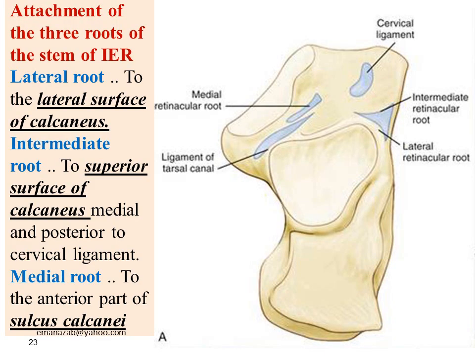The attachment of the three roots of the stem of the inferior extensor retinaculum: the lateral root to the lateral surface of the calcaneus, the intermediate root to the superior surface of the calcaneus, medial and posterior to the cervical ligament, and the medial root to the anterior part of the sulcus calcanei. This is a dorsal view of the calcaneus showing ligaments attached to the tarsal canal and sinus: interosseous ligament, cervical ligament, medial root of the stem, intermediate root, and lateral root.